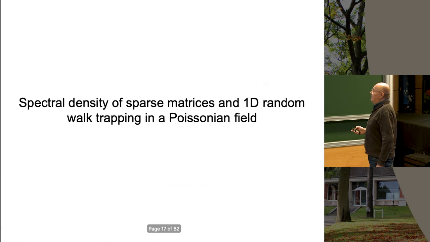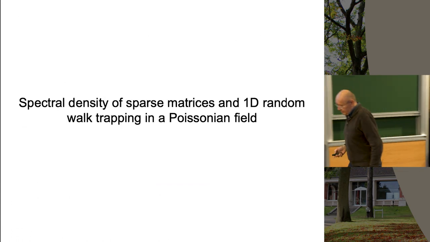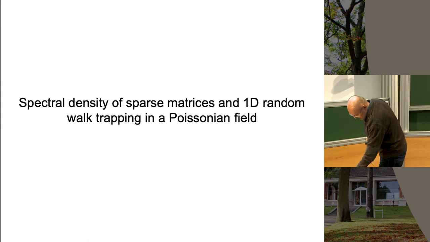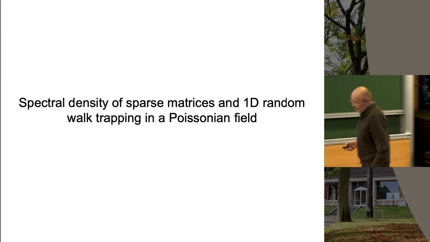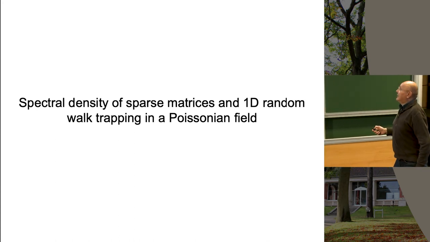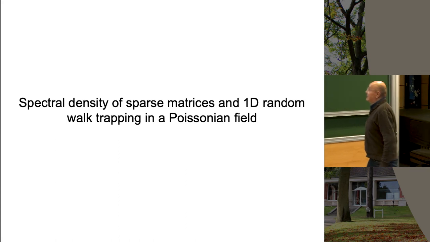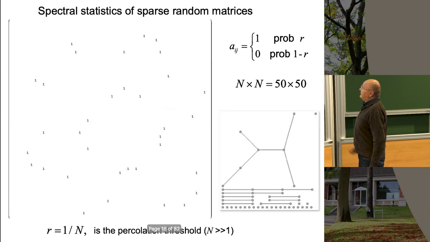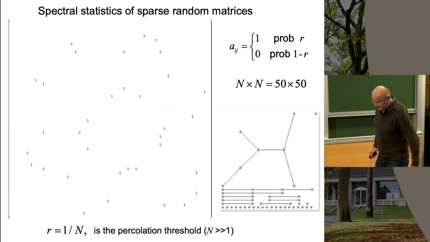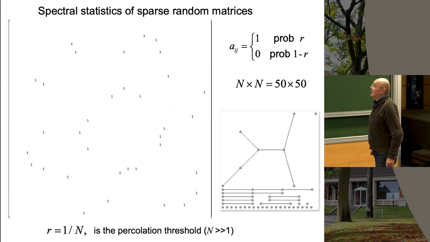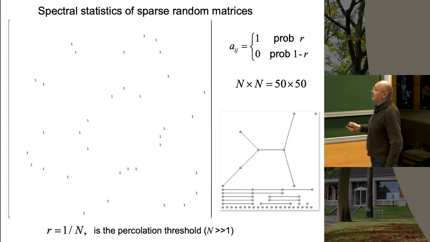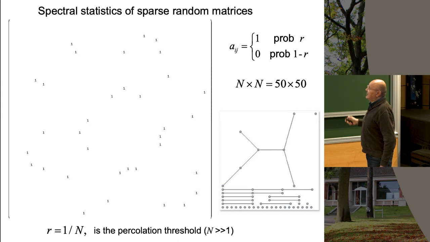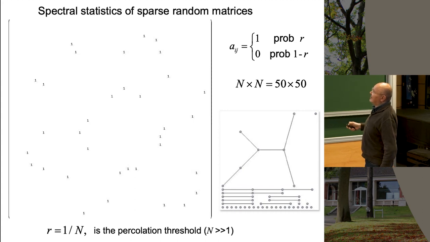What do we know more? And now I return to the last. So I have 10 minutes. I think it's sufficient. No, I have more. Yeah. Good. Spectral density of sparse random matrices. Let's consider the following. I will return back. It's not an isolated subject. Let's consider the sparse random matrix.